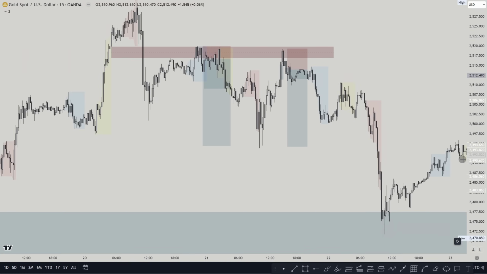We always align ourselves with the 4-hour when using the 15-minute. We always align ourselves with the 1-hour when using the 5-minute, and then the same as the time frame alignment times that I gave you.